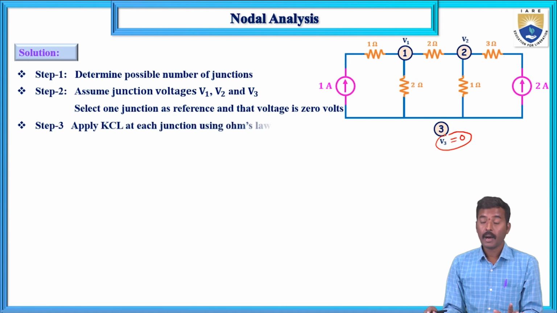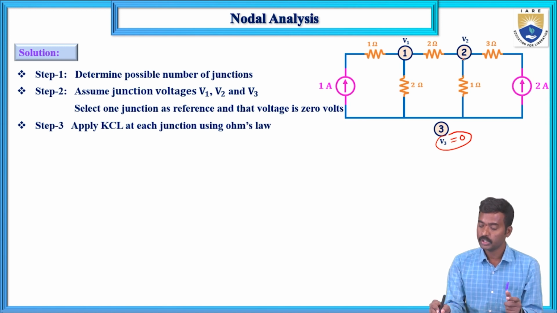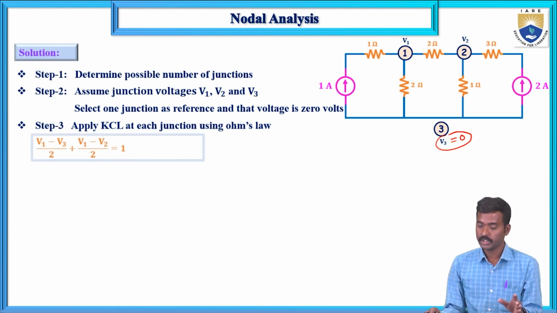Now apply KCL at each junction, except the reference junction, where we apply KVL. Here we have only 2 junctions, so here you can apply, and here you can apply. Here the reference junction voltage is 0, which means we cannot apply. Okay. Next, V1 is the voltage at junction J1.